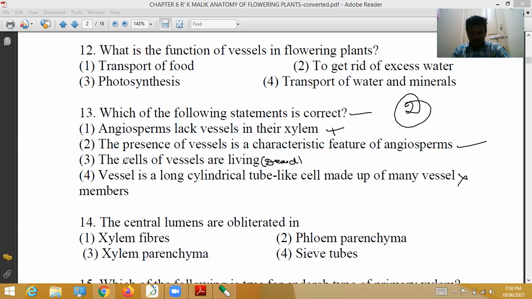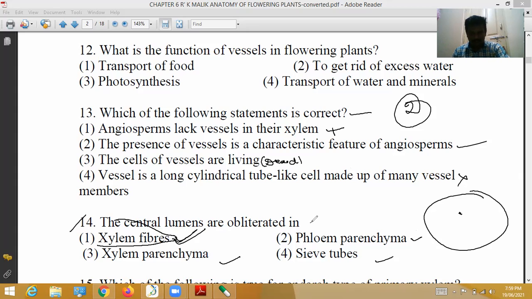Next, 14th: the central lumen is obliterated in. Obliterated means destroyed. This is the central lumen. This central lumen is destroyed or wiped out in xylem fibers. Central lumens are obliterated in xylem fibers; in xylem fibers, the central lumen is wiped out.